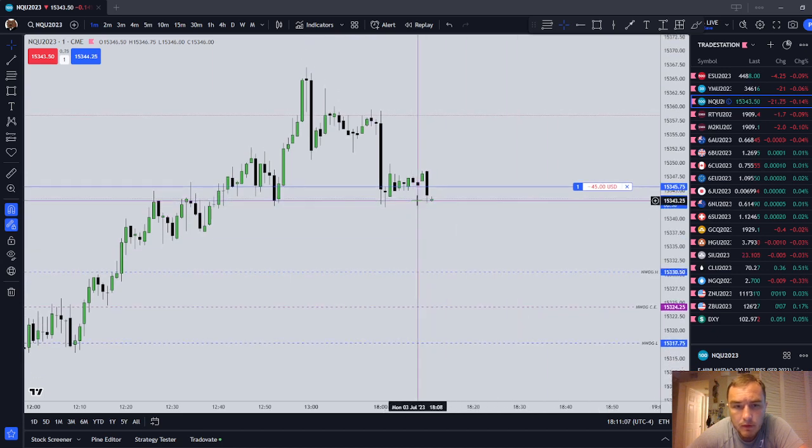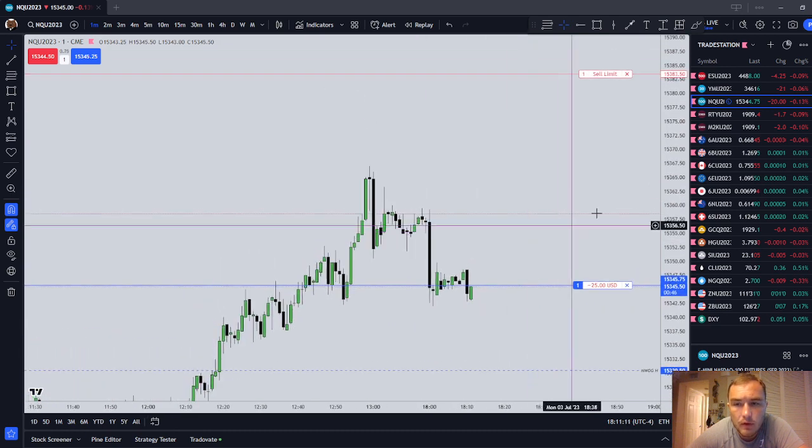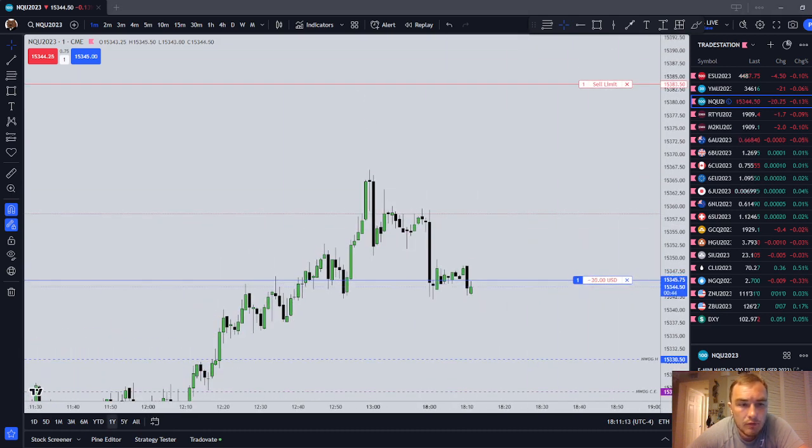It's going to be the consequent encroachment of that wick there. I'm not super confident on entering on that. I'm going to leave this at one contract, and I need to do some quick math.